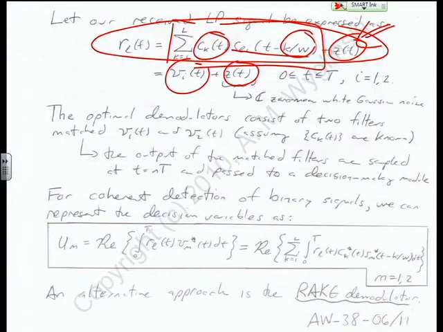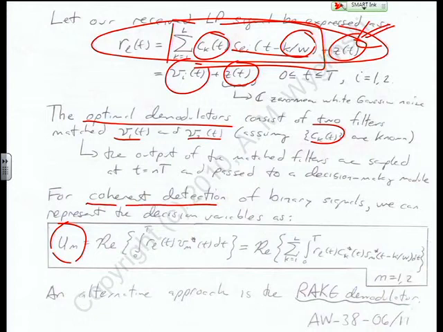Our optimal demodulator consists of two filters matched to V1 and V2. We're assuming that these c_k are known. We know what the channel profile looks like and what the channel conditions are. So there's some decision variable that we calculate at the receiver for this system. We're assuming coherent detection of binary signals.